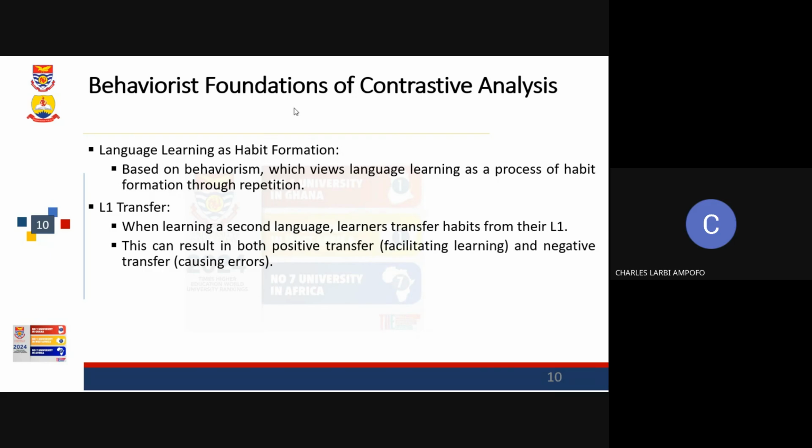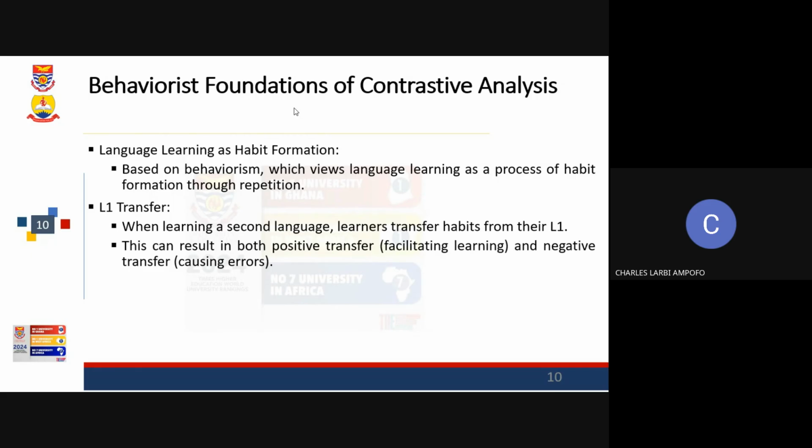I learned it as a habit, something that you do over and over again until it becomes part and parcel of you. That is habit. So that is the idea from behaviorism. They are saying that when learning a second language, learners transfer habits from their L1.